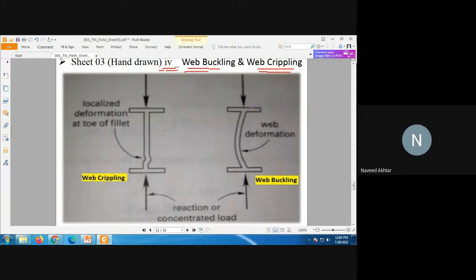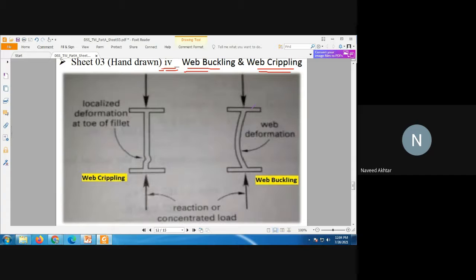It happens in bending members, where there is a bending moment or shear force, and due to shear force the buckling takes place, or crippling takes place. That is called web buckling or web crippling.